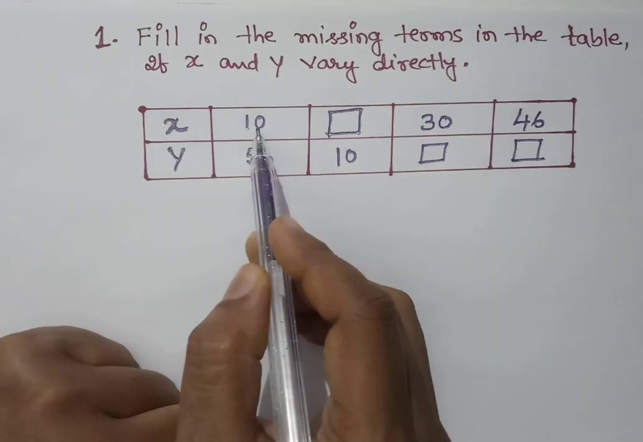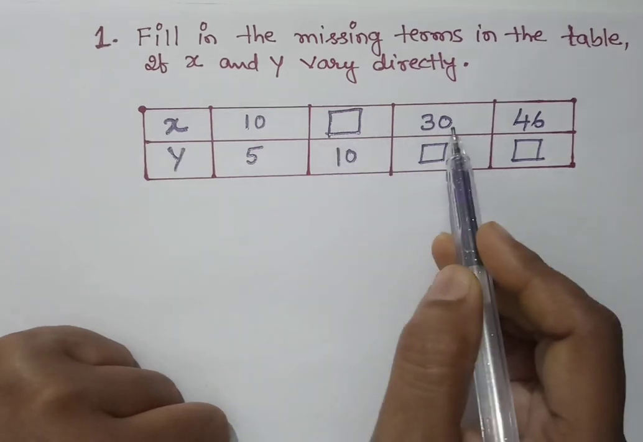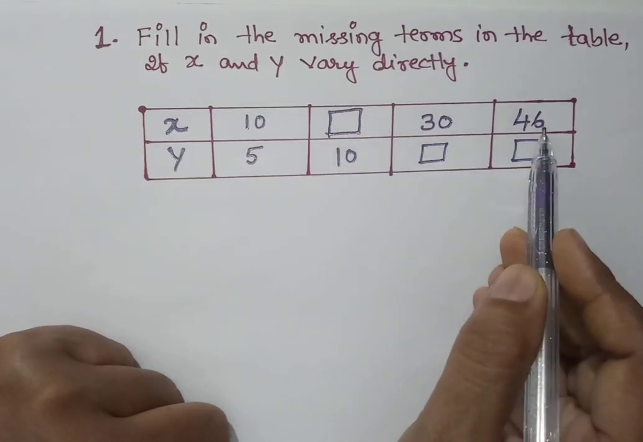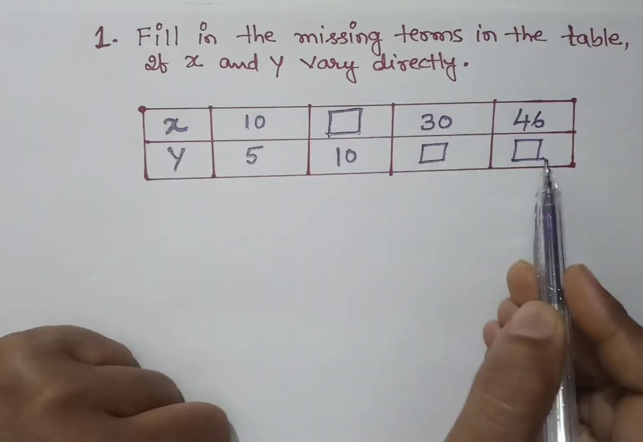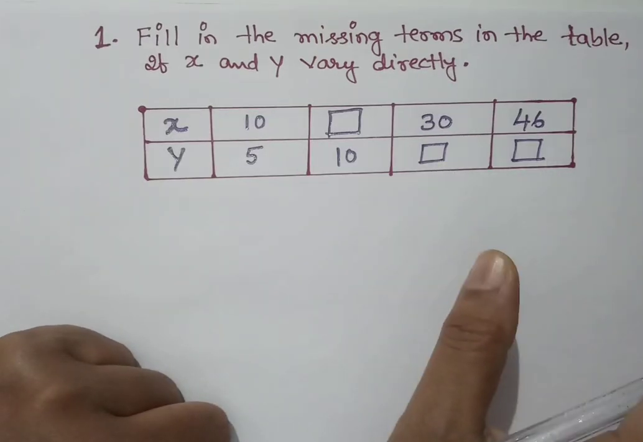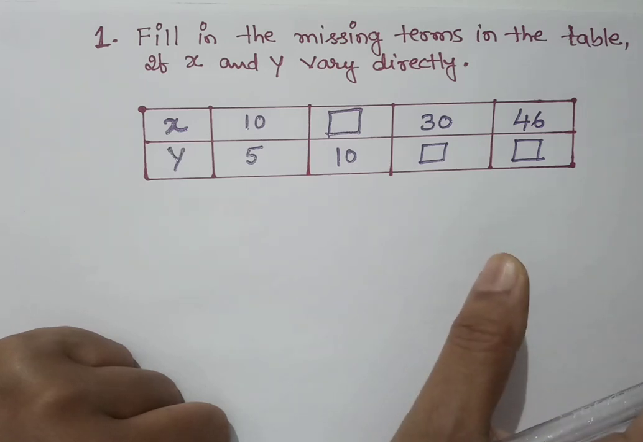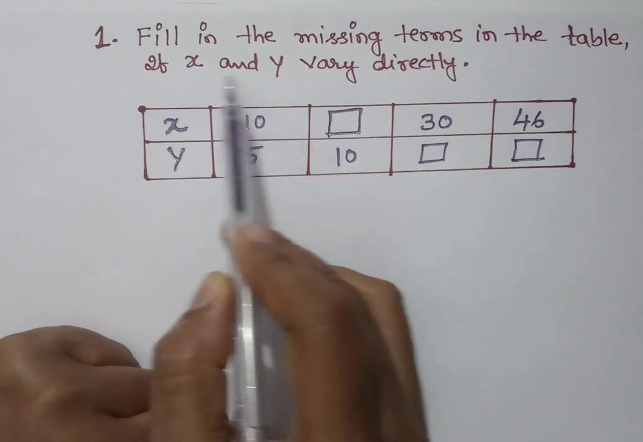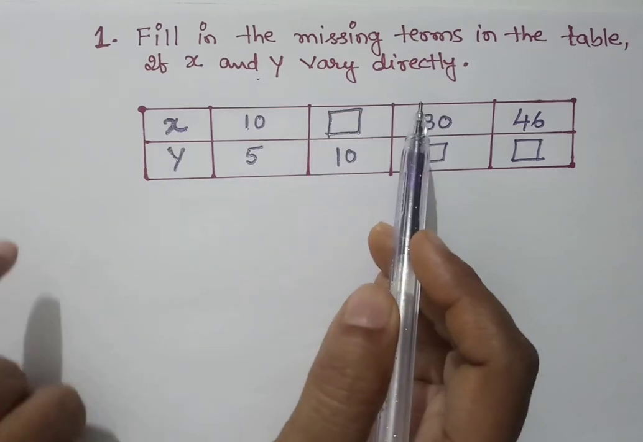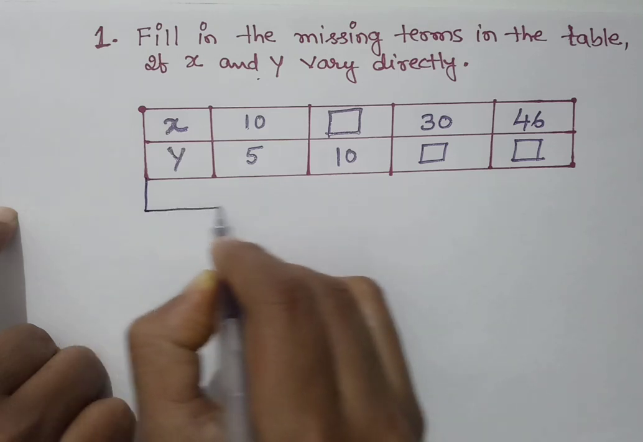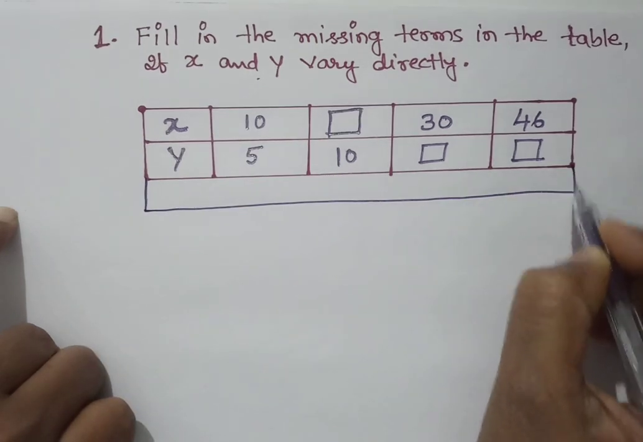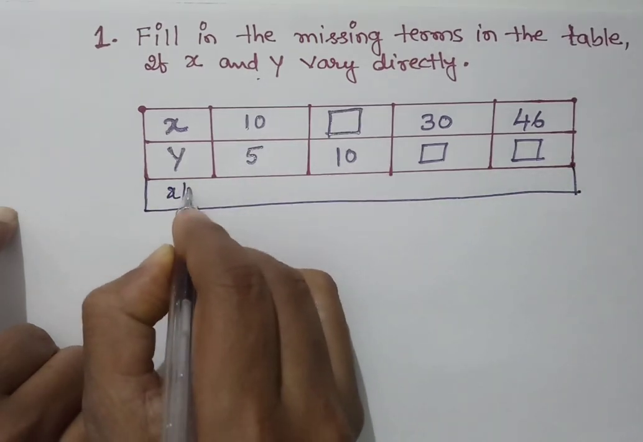So our first x is 10, second x we don't know, third x is 30 and fourth x is 46. First y is 5, second y is 10, third y and fourth y we don't know. We have to find these unknown numbers. So since it is given x and y vary directly, we shall make one more row here, and this row will be for x by y.